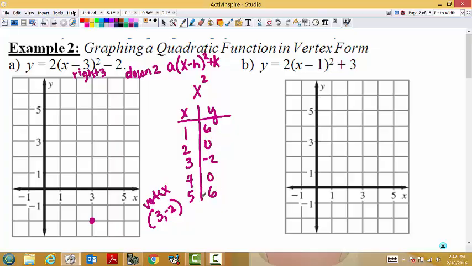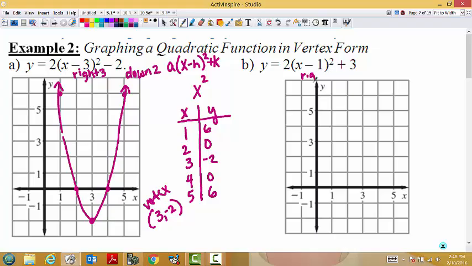And if you're just watching this video and you're not actually typing it in your calculator, you're not getting anything out of it. You need to pull out your calculator and do it with me. So feel free to pause me and do that now. Okay, you're back. Good. All right, so now we're going to graph these points. 1, 6, 2, 0, 3, negative 2, 4, 0, and 5, 6. And then you just connect the dots.